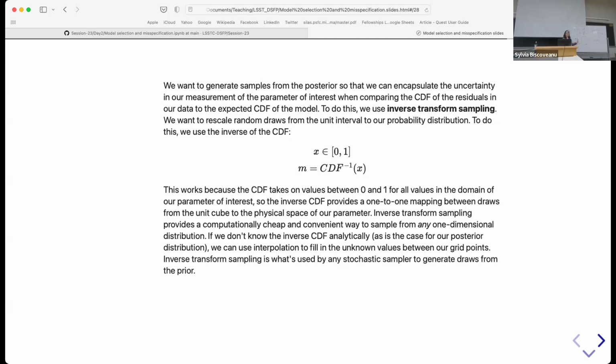And the reason that I say you don't need to be able to write down the CDF, the inverse CDF, or the PDF analytically is because we can use interpolation. We've calculated our CDF numerically by calculating our posterior PDF on a grid, and then calculating the CDF using trapezoidal integration. And then we just interpolate our CDF or our inverse CDF, and that allows us to calculate the value of the parameter for any point between 0 and 1.